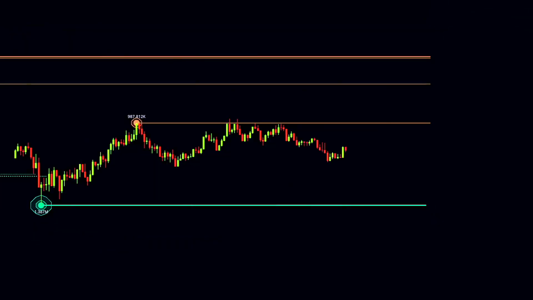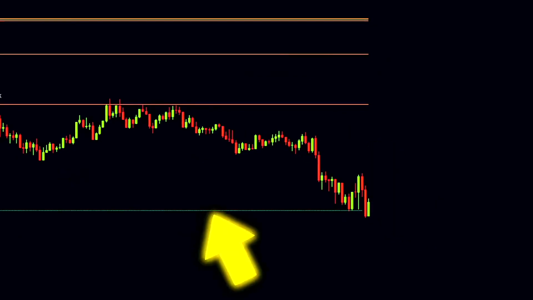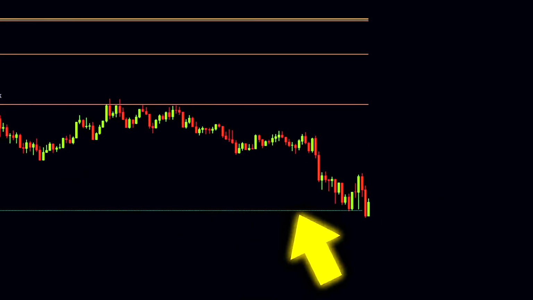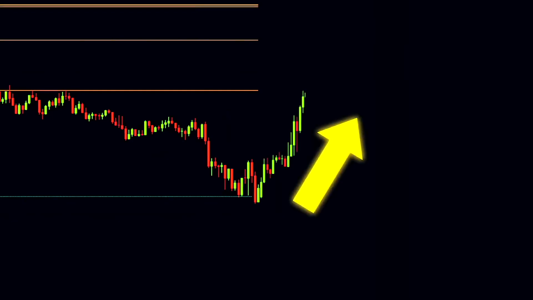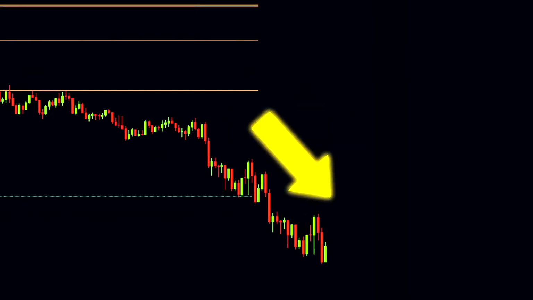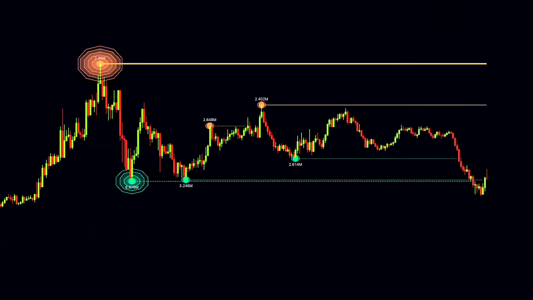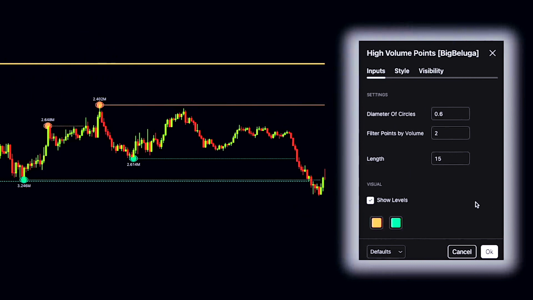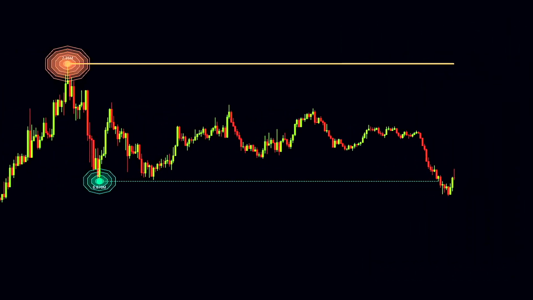A standout feature is how it handles liquidity grabs. When price crosses a high volume level and scoops liquidity, the line changes to dashed format. That's a clear sign institutional players may have stepped in, giving you an edge in spotting likely reversals or continuations. Not every volume spike matters though. This indicator lets you filter out the noise with a customizable threshold from 0 to 6, so you only see the most impactful liquidity zones.